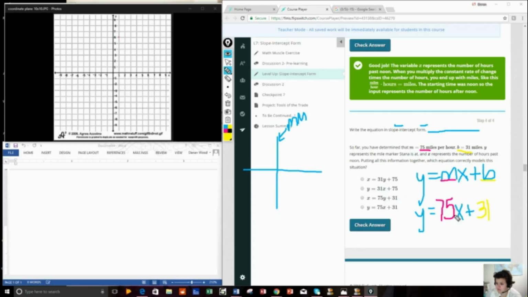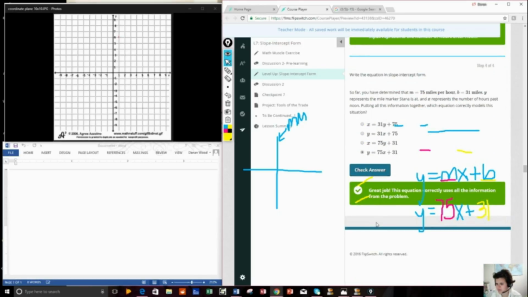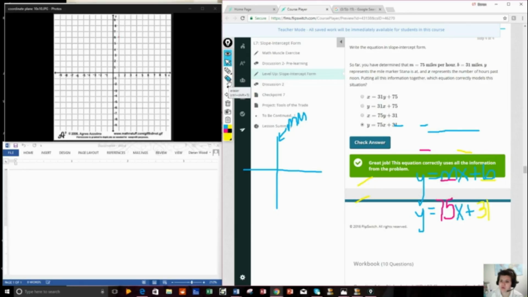And then I'm looking for this equation. Alright, y equals 75x. Well, here's my y equals, but that starts with 31x, so nope. And the reason why I'm ignoring this one is because it starts off with x equals. So my two options left are these two. This one has the correct slope, 75x plus 31. There we go. And that's how you replace information.